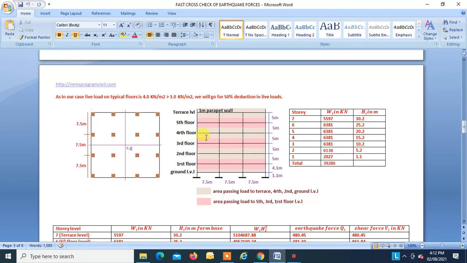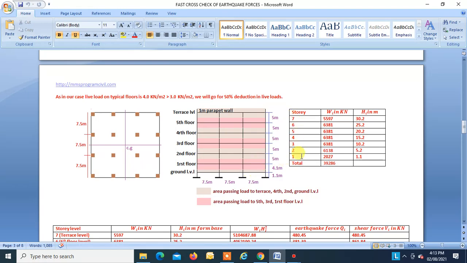So there are 6 stories. I call the stories 0, 1, 2, 3, 4, 5 and 6. So this is the terrace level, this is the fifth floor, this is the fourth floor, this is the third, this is the second, this is the first, and this is ground. So this is the seventh slab, this is the sixth slab, this is the fifth slab, this is the fourth slab, this is the third slab, this is the second, and this is the first.